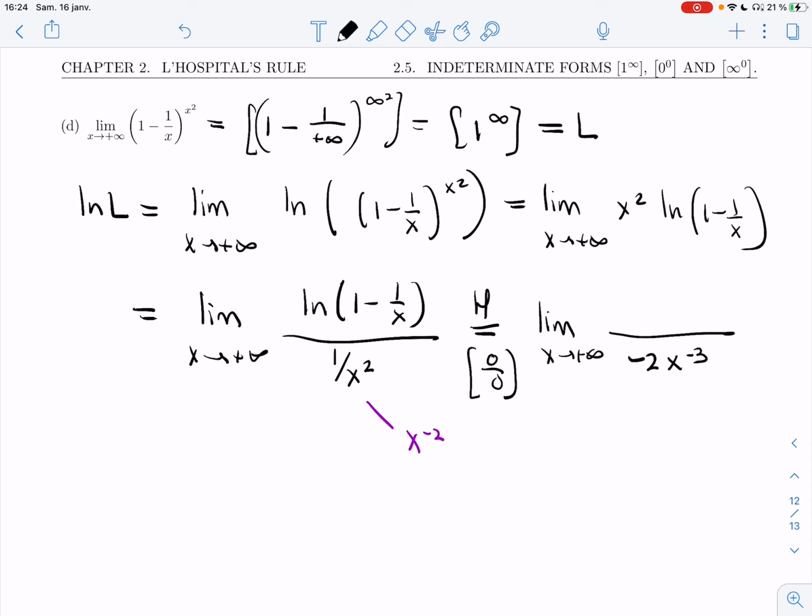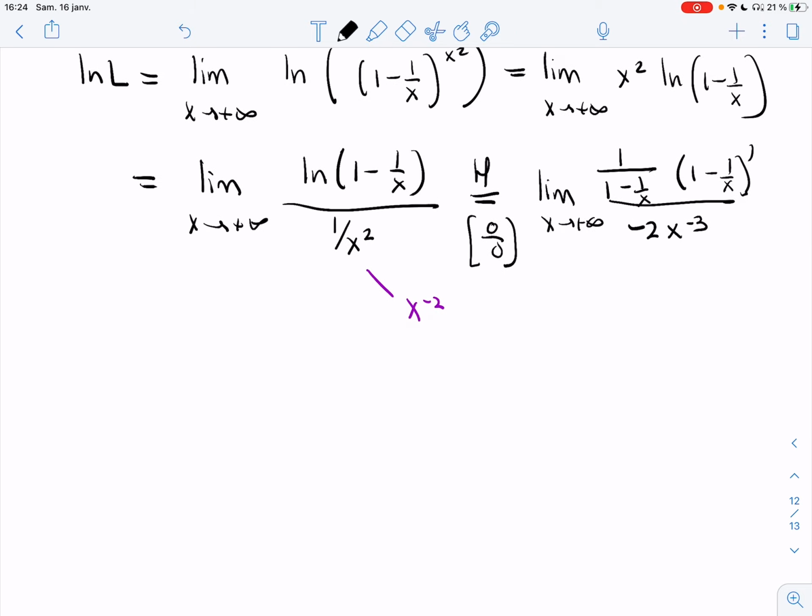And then derivative of log is 1 over whatever's in front. And then I'm going to take the same thing, prime it. So (1 minus 1 over x) prime. This is 1 minus x to the minus 1. That's going to help me differentiate it.